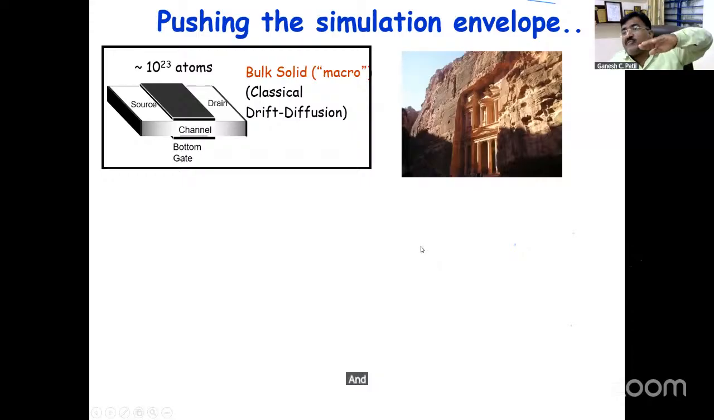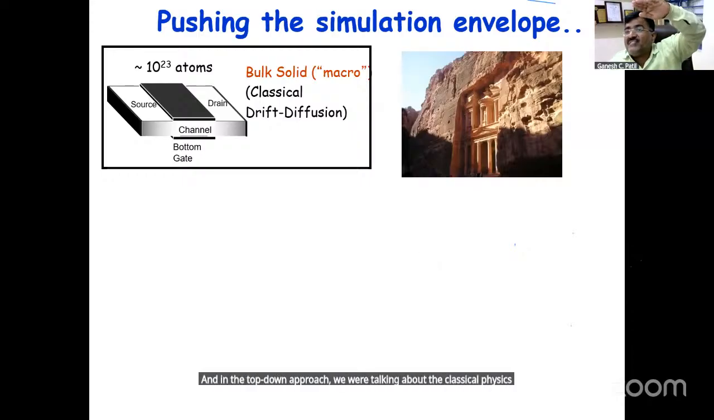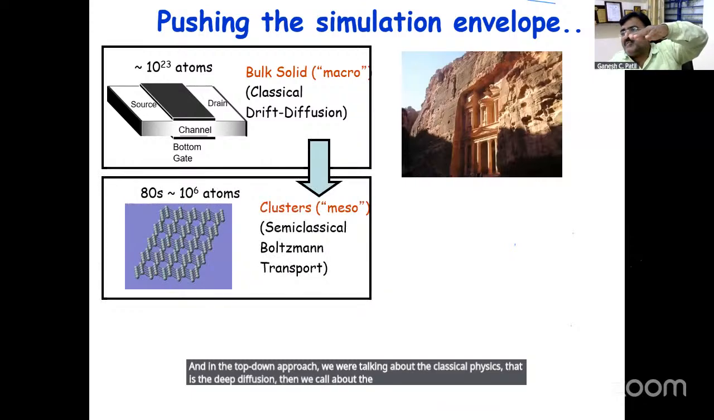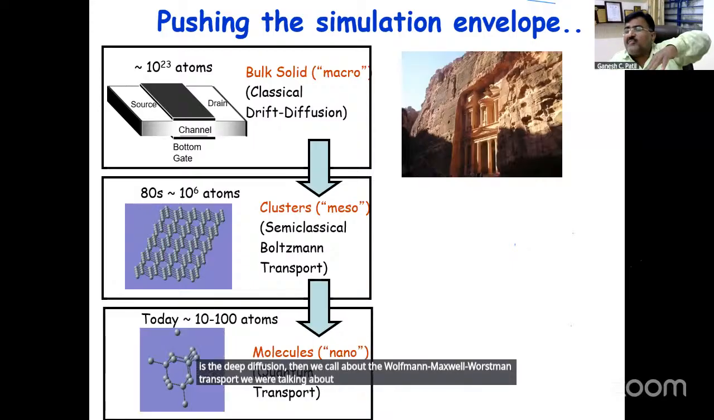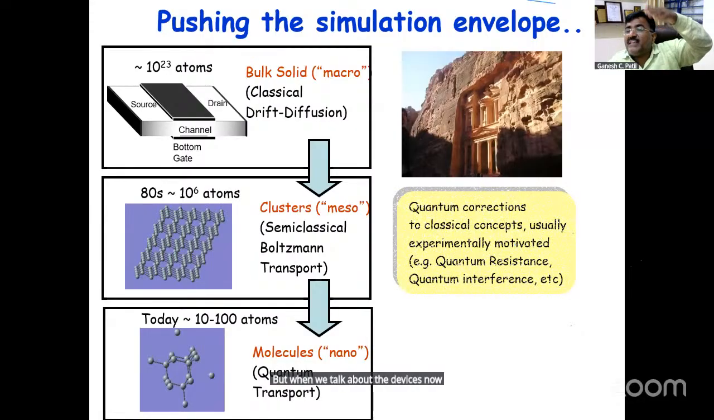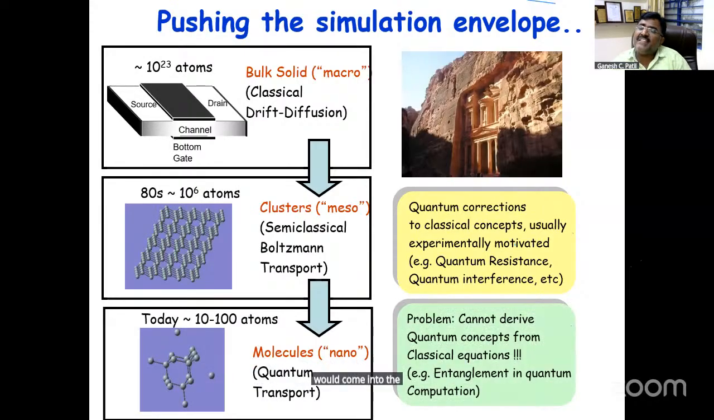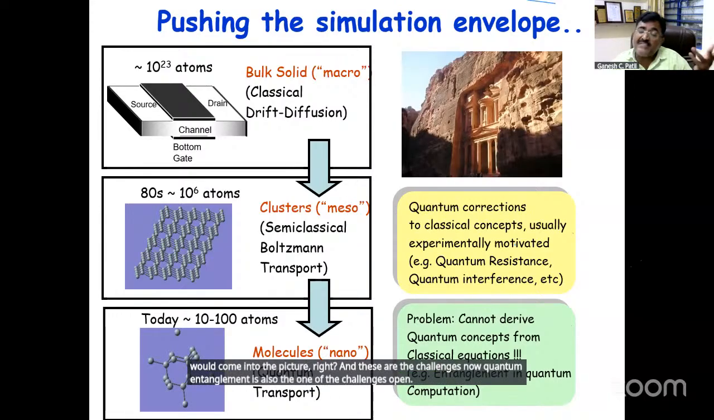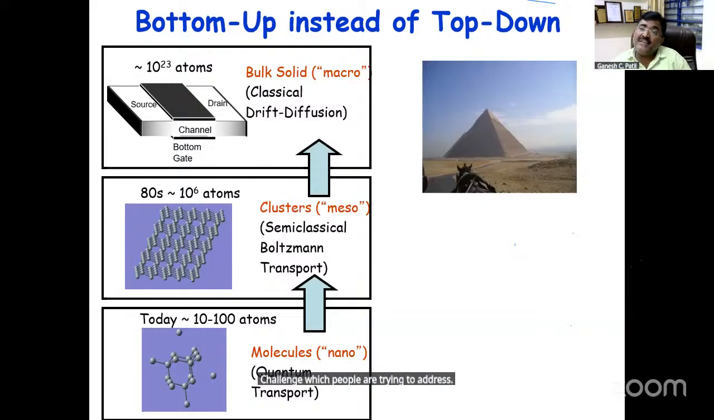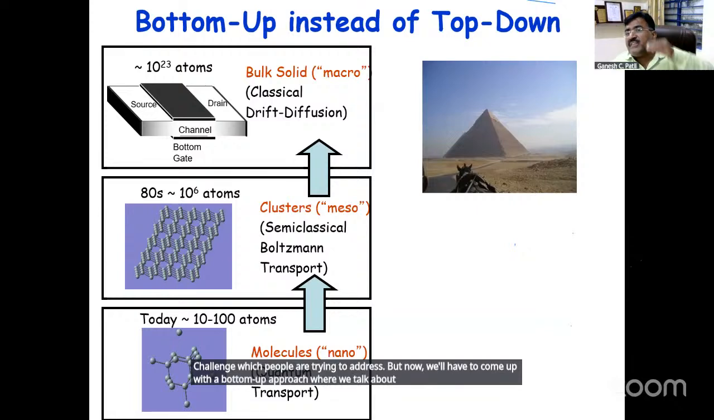In the top-down approach, we were talking about classical physics, that is drift-diffusion. Then we talked about Maxwell-Boltzmann transport, and then we go towards quantum transport, right? But when we talk about quantum transport in devices now, the quantum confinement effects would come into the picture. These are the challenges now. Quantum entanglement is also one of the challenges now. It is an open challenge which people are trying to address. But now we'll have to come up with the bottom-up approach where we talk about the molecules, then the device, then the circuit, and then the system. That bottom-up approach we'll have to use in the coming future.